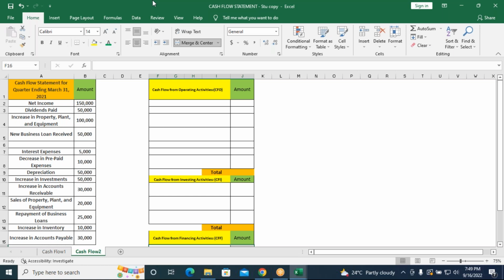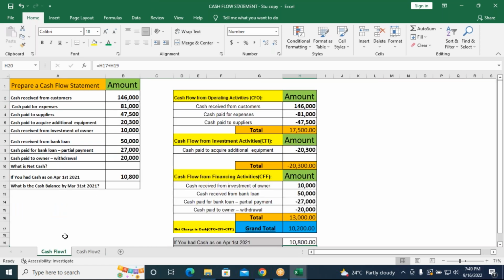Ma'am, can you share this Excel sheet? Which one, this one? The cash flow? Yes, ma'am. Yeah, I'll share it. Thank you, ma'am. And the balance sheet also, ma'am, the solutions. Yeah, the solved one. Yes, I'll share it.